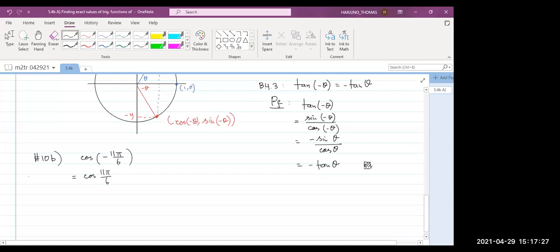And then you observe that this angle is actually in quadrant 4. It's almost 2 pi, more than 1.5 pi. In quadrant 4, cosine is positive. And the reference angle is 2 pi minus 11 pi over 6, that is pi over 6. So this is cosine pi over 6. That gives us radical 3 over 2.